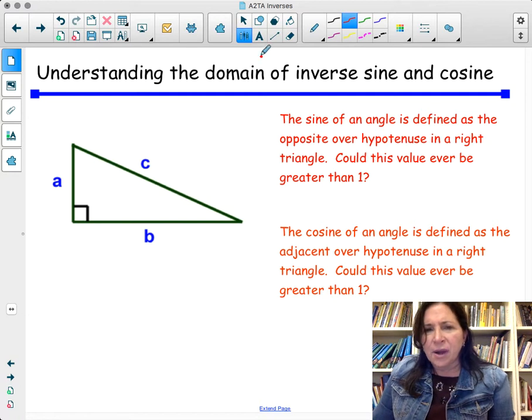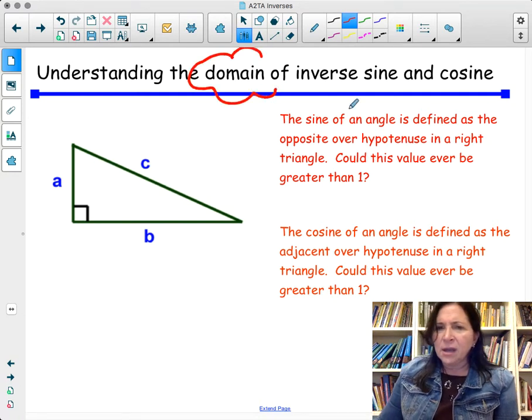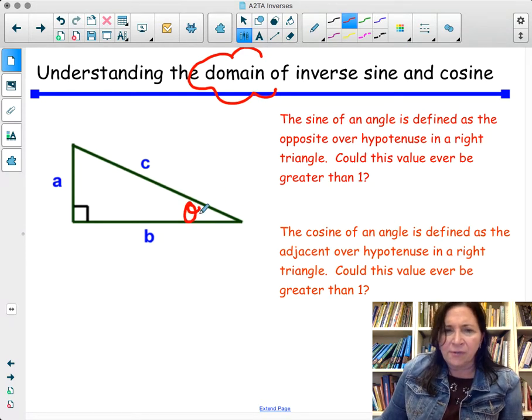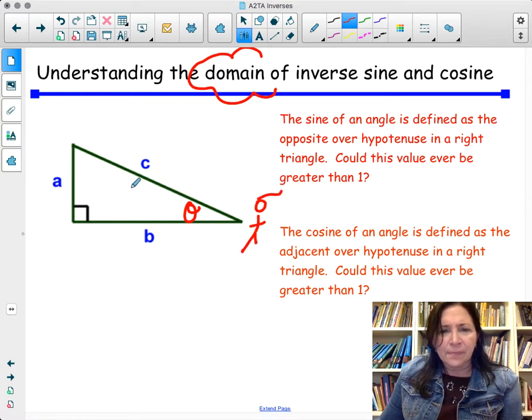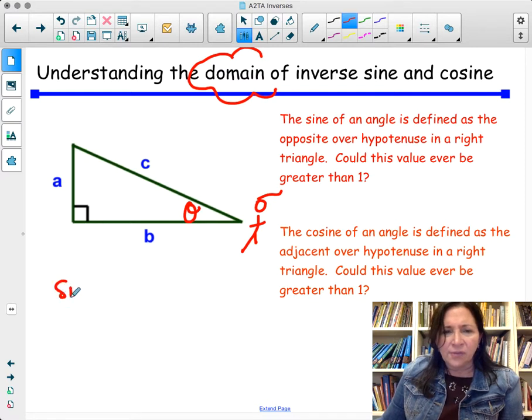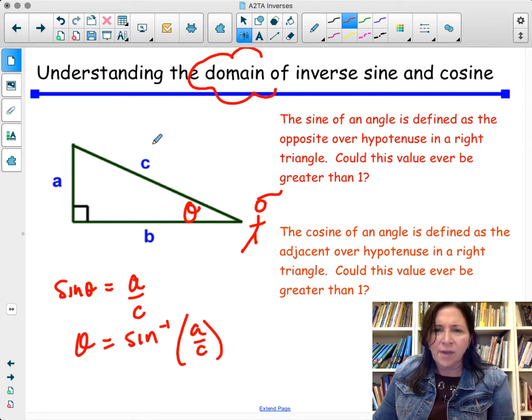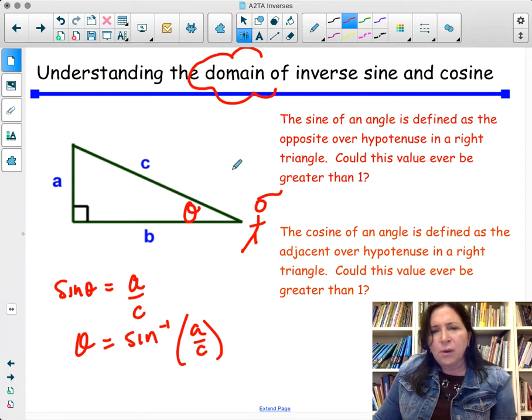A couple of things about understanding the restricted domain of inverse sine. Remember when you're trying to find an angle like this? Let's say we're trying to find theta. And here you are standing here. Opposite, let's do sine. So sine of theta is equal to opposite over hypotenuse, right? A over C. And so we know theta is equal to arc sine of A over C. Well, the question is, if this was a right triangle, could this value ever be greater than 1? And what we're asking is basically we know the range for sine.